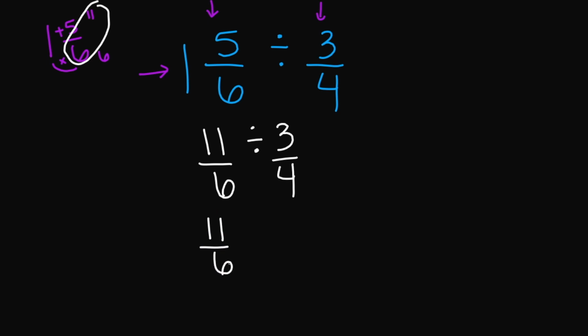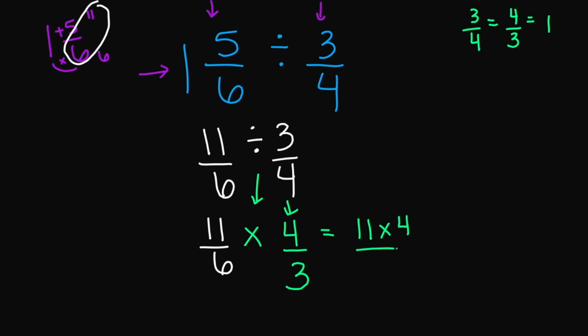My division is going to turn into multiplication. This is changing to multiplication. And then 3 over 4, this is changing into 4 over 3. We're taking the reciprocal of 3 over 4. The reciprocal of 3 over 4 equals 4 over 3. Because when I multiply them together, the product is going to be 1.